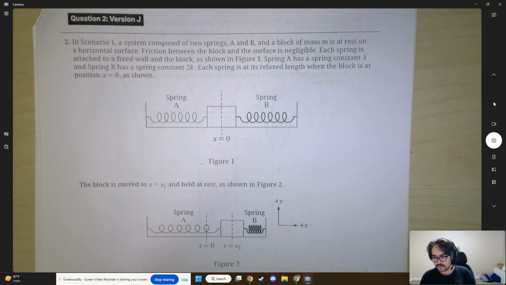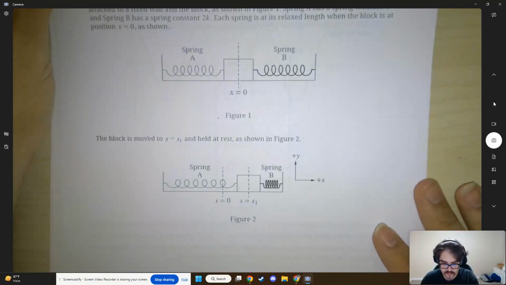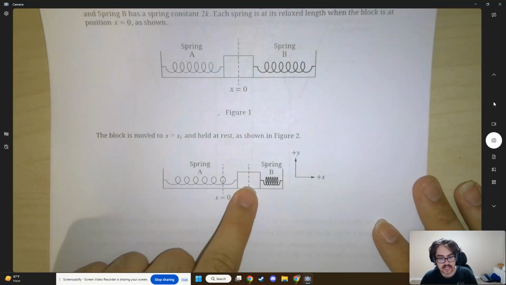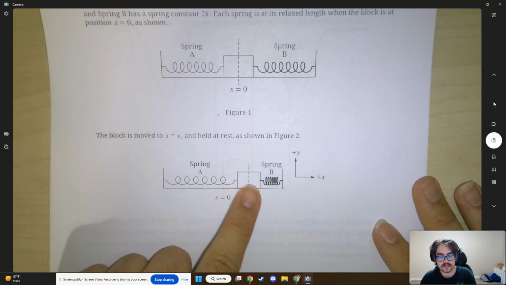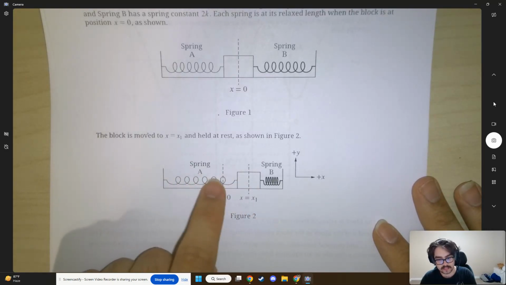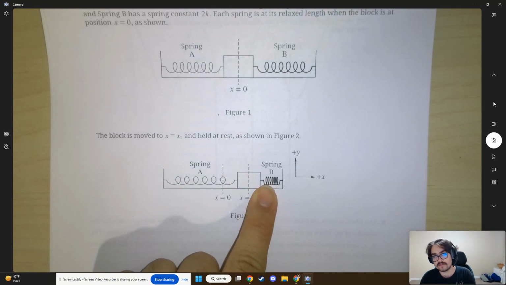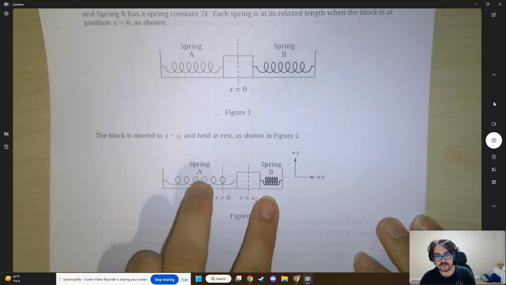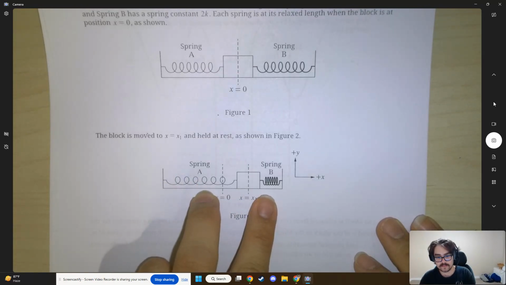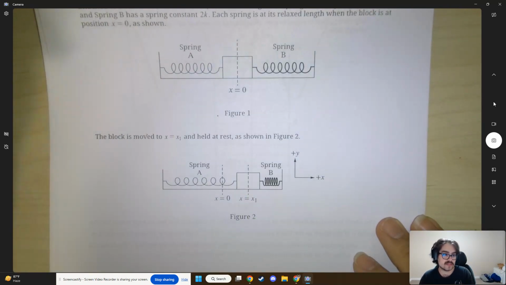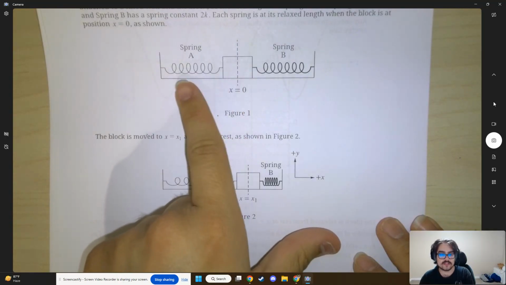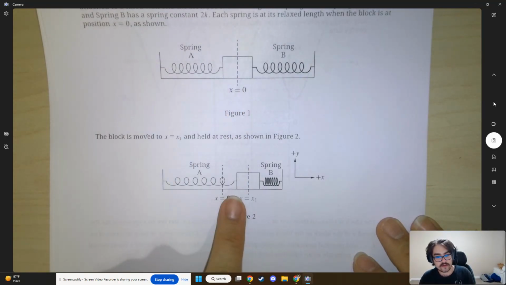One thing to keep in mind, and this is very, very important and will trip people up a lot, is that if you scoot the block to x1, you're stretching A past its equilibrium length, and you're compressing B below its equilibrium length. You're actually doing the exact same thing to both springs. You're stretching A and compressing B, but by the same distances, assuming the block starts at the point where the two are at equilibrium.